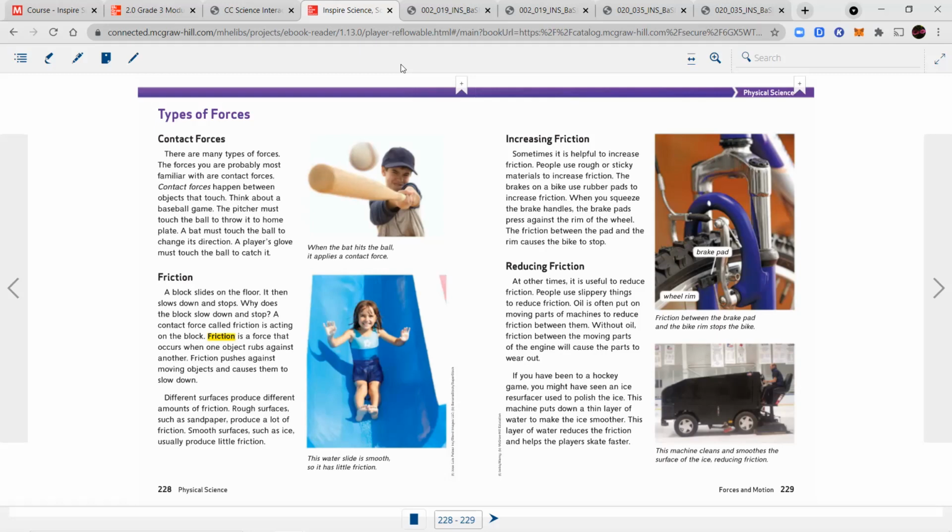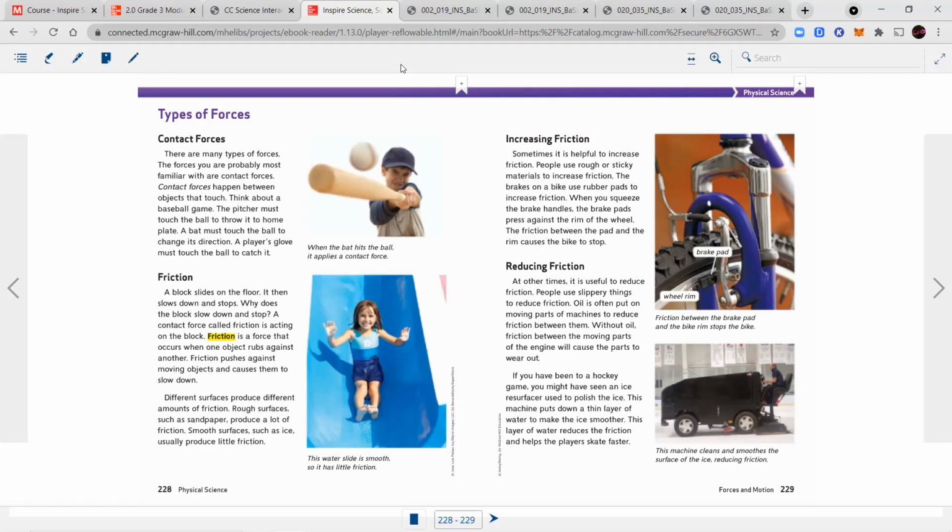Reducing friction. At other times, it's helpful to reduce friction. People use slippery things to reduce friction. Oil is often put on moving parts of the machine to reduce friction between them. Without oil, friction between the moving parts of the engine will cause the parts to wear out.